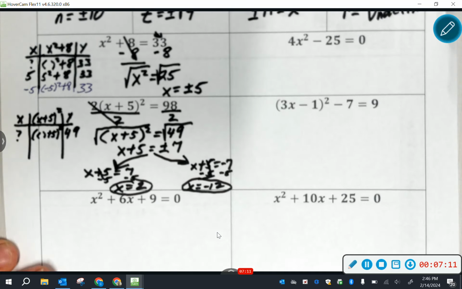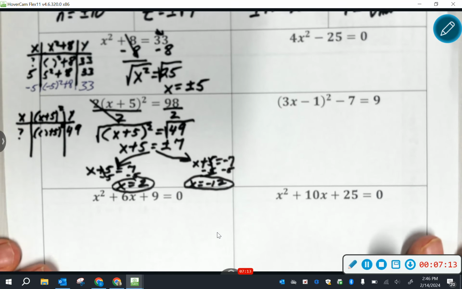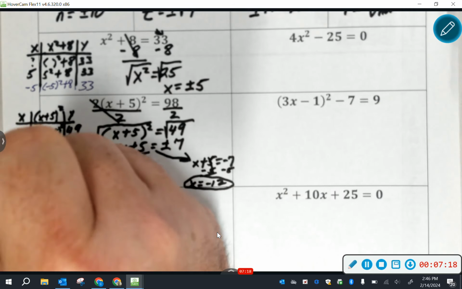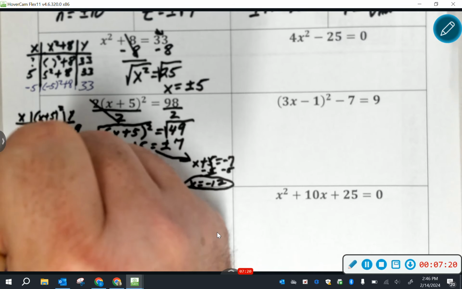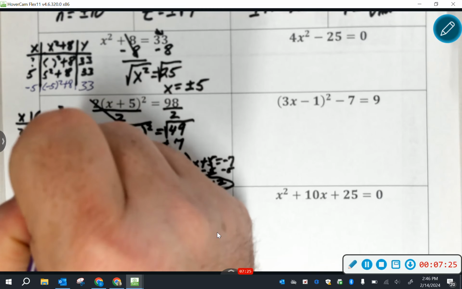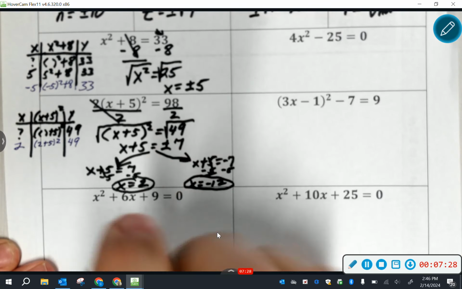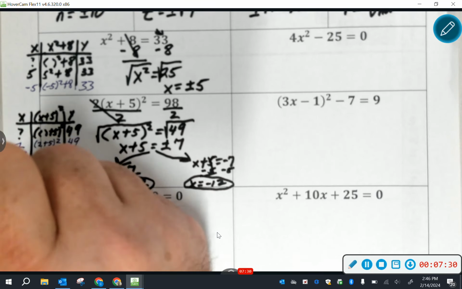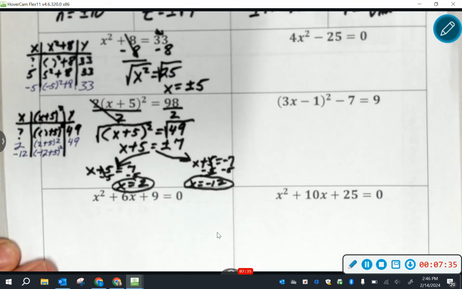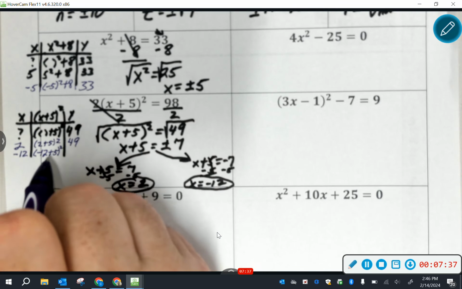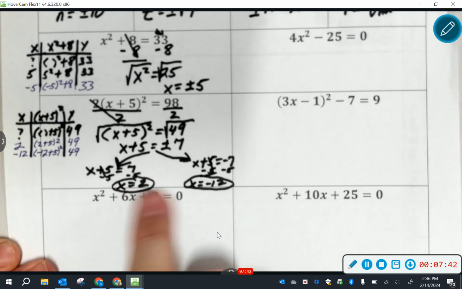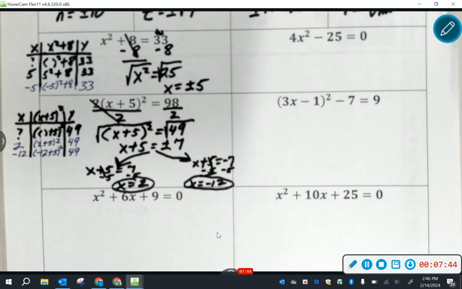So my solution here is going to be x equals 2 and x equals negative 12. So now if I go back over here to my table, I can start off with 2, and that's going to give me 2 plus 5 squared. That'll be 7, so 7 squared is 49. And then the same thing with negative 12. I can go negative 12 plus 5 squared. Okay, so that'll give me negative 7, and then square it, and that gives me 49. So my solutions are going to be 2 and negative 12.